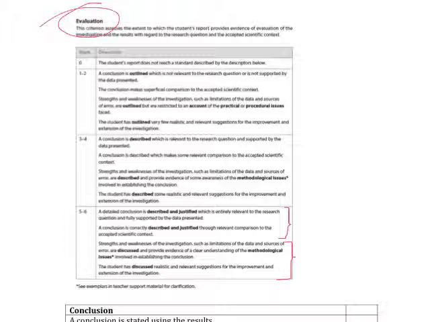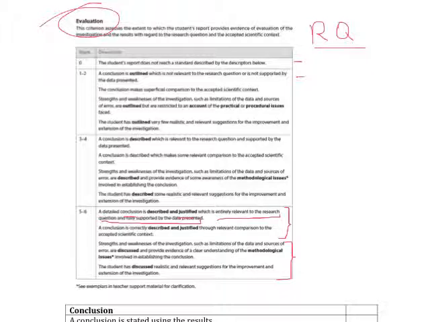You need a conclusion which is described and justified and relevant to the research question and fully supported by the data presented. For this, you must go back to your original research question and you must answer it simply. You also need to use the data to justify that answer. I'm going to give you an example.